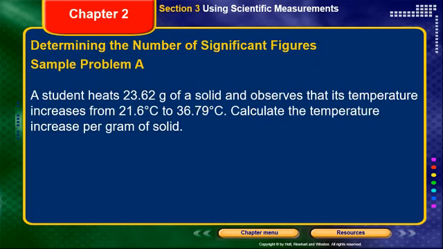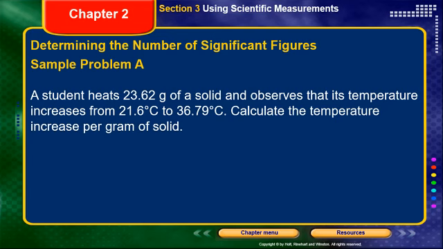Here's a sample problem. I'm going to work this out for you. We're going to start working with energy. So just keep your caps on and do not be intimidated. Follow along and try to stay with me. A student heats 23.62 grams of a solid and observes that its temperature increases from 21.6 degrees Celsius to 36.79 degrees Celsius. Calculate the temperature increase per gram of solid.